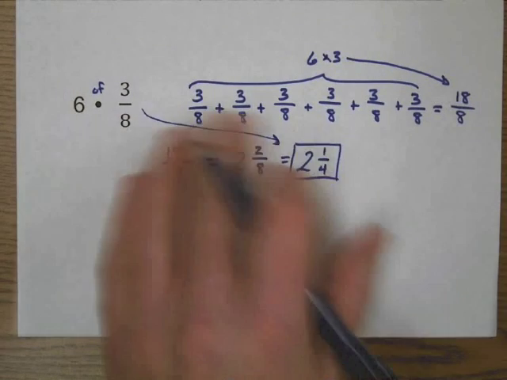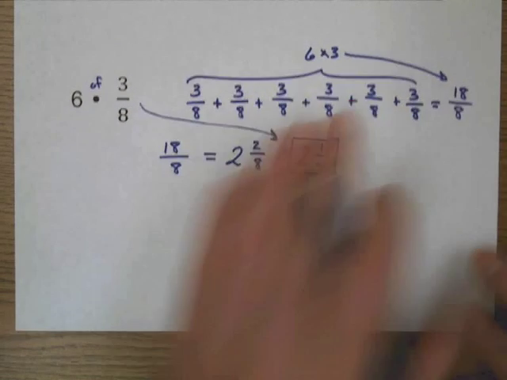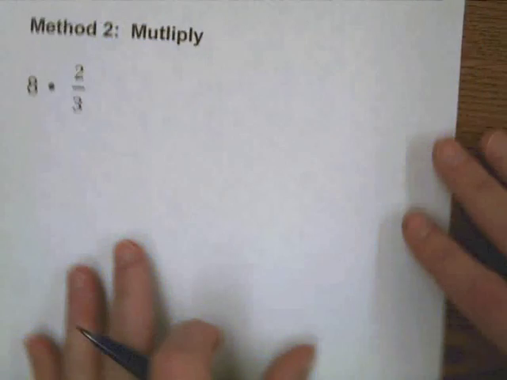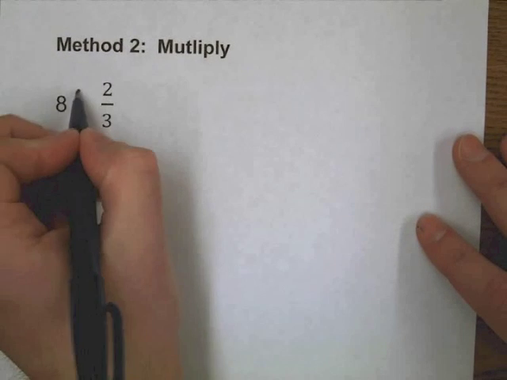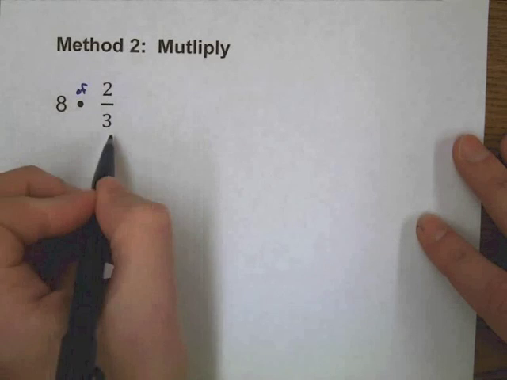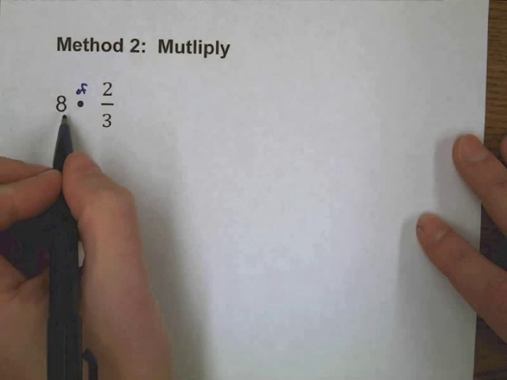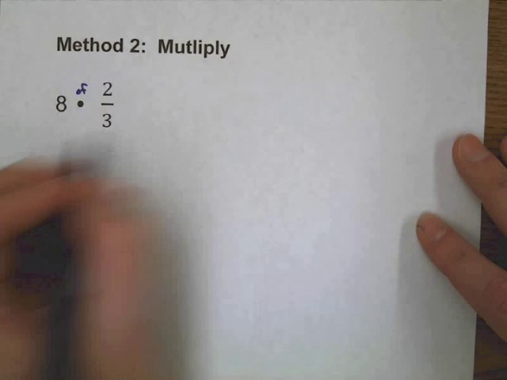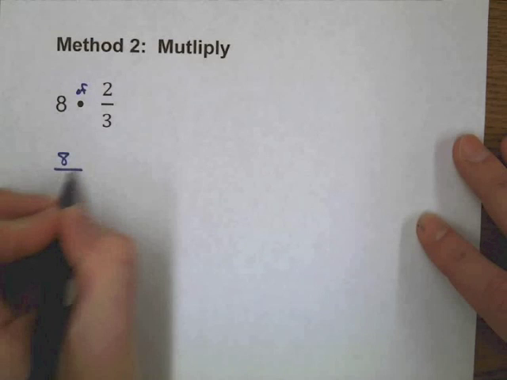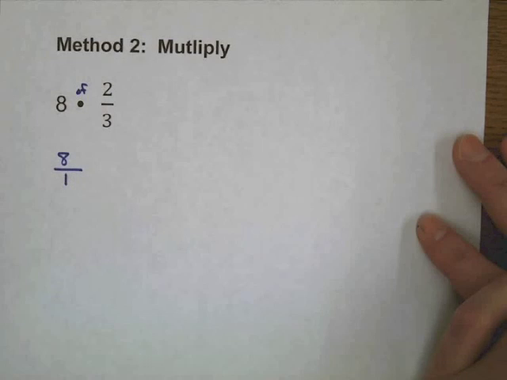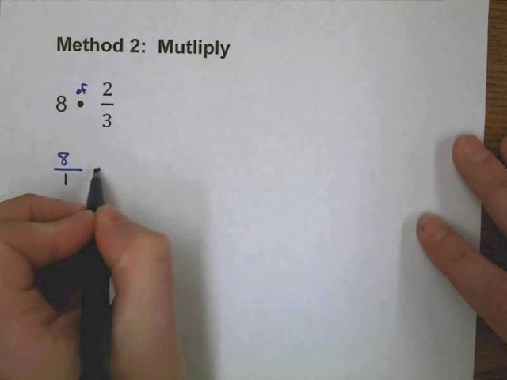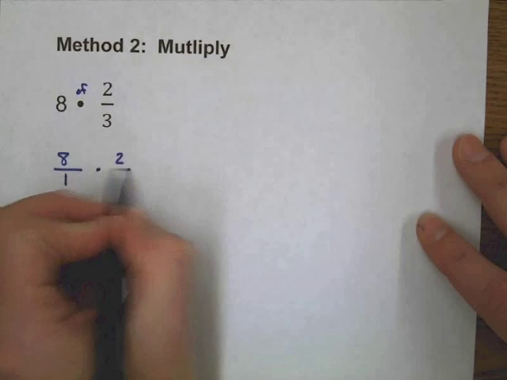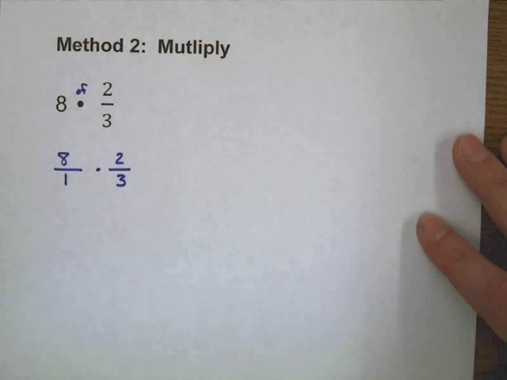Now another method, kind of picking up on what I did here, is to multiply with fractions. So here we have 8 of 2/3. We have 8 of these 2/3, and I can think of 8 as a fraction. I can think of any whole number as a fraction. A whole number is just the number over 1, or 8 divided by 1. That's going to get me a whole. So I can think of this as 8 over 1 times 2/3.